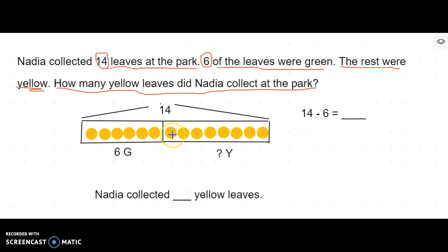That's right. I have 8 yellow leaves. Let's count them one more time to double check. 1, 2, 3, 4, 5, 6, 7, 8. I have 8 yellow leaves. Nadia collected 8 yellow leaves, which means 14 minus 6 equals 8.